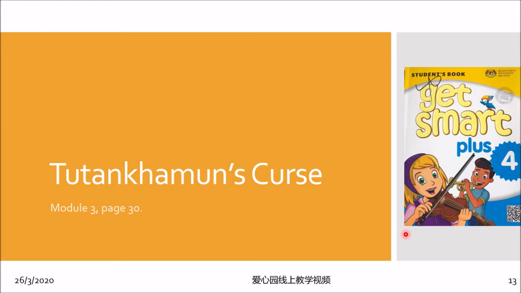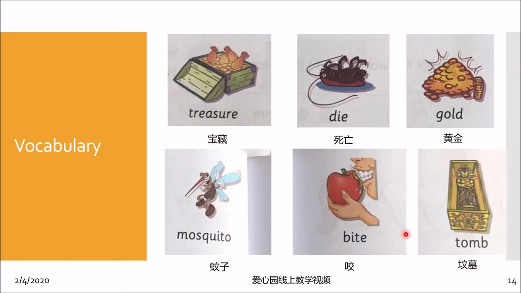Now, open your textbook and turn to page 30. Let's read a story about Tutankhamun's curse. Before we start, shall we go through the vocabulary? This one here is treasure. Treasure is 宝藏. It is something very valuable and expensive.